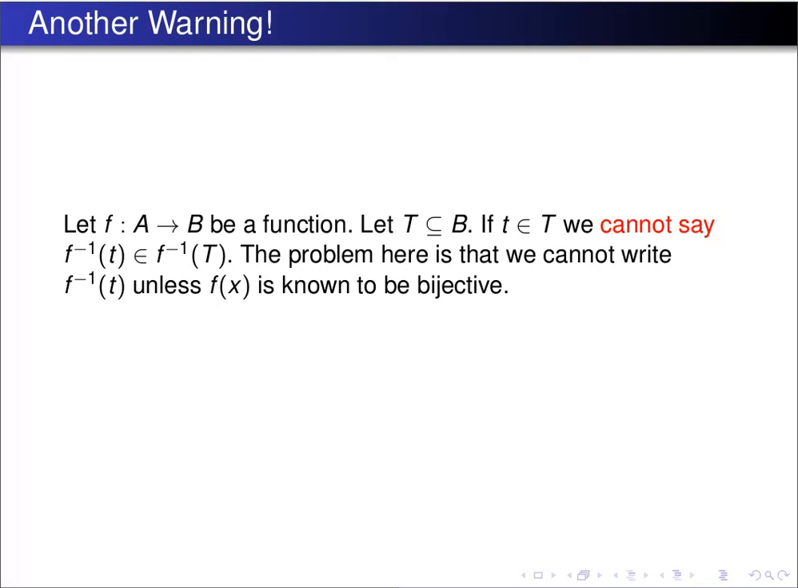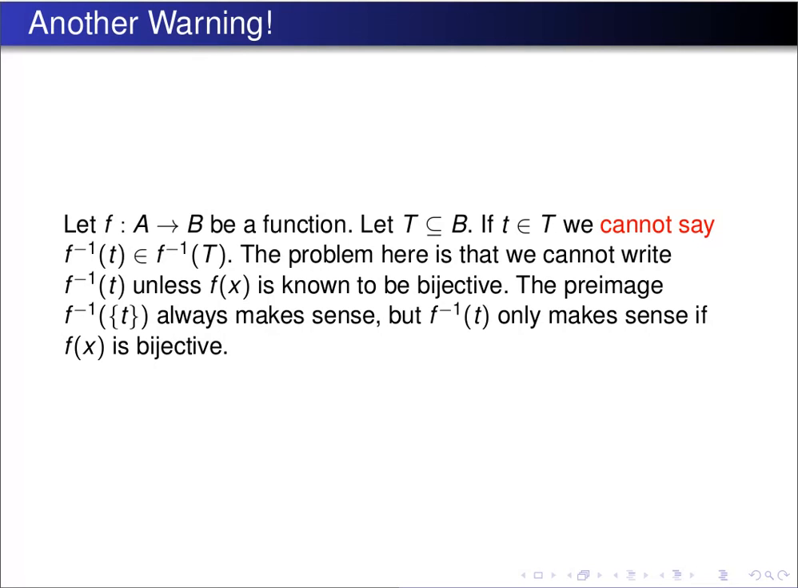The preimage is always defined, but the inverse of the function is not always defined. And so that notation of f with a -1 superscript, you should always take that to mean preimage unless you know the function is invertible and you know f inverse is the inverse of the function. The preimage of the set containing t always makes sense, but f inverse of t only makes sense if f(x) is bijective. So that's another instance of that warning.